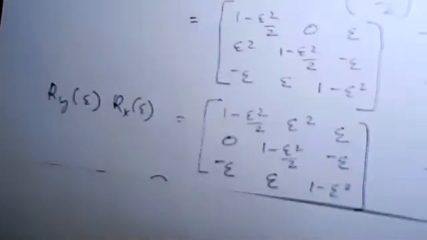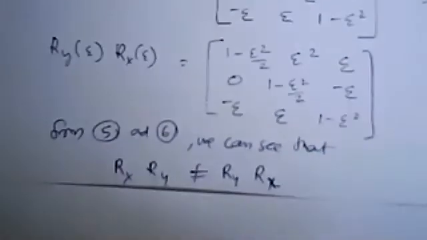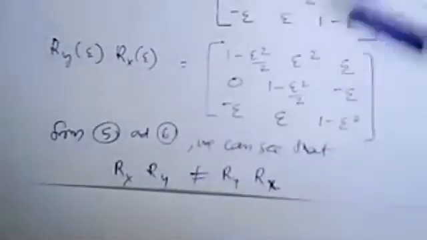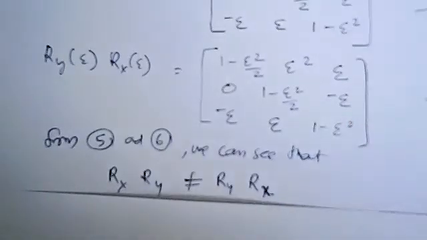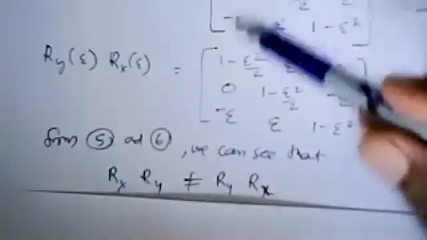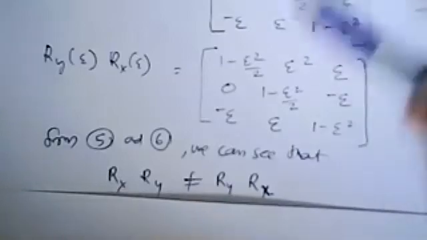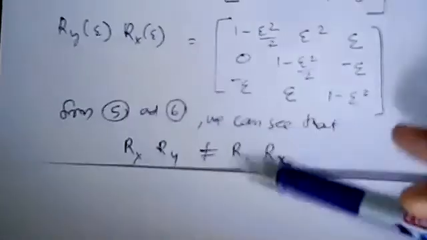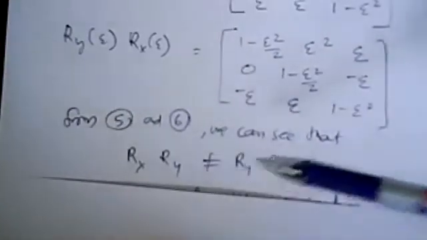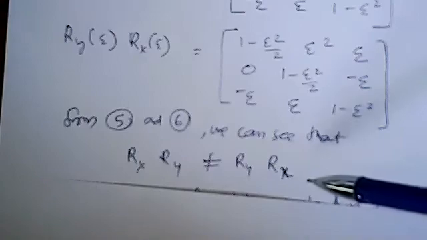So what is the result? What is the conclusion? These two matrices are slightly different because these two terms are different. All other terms are the same, but these two terms are interchanged. So the matrices are not the same. That means they are not commuting. Rx Ry is not equal to Ry Rx.